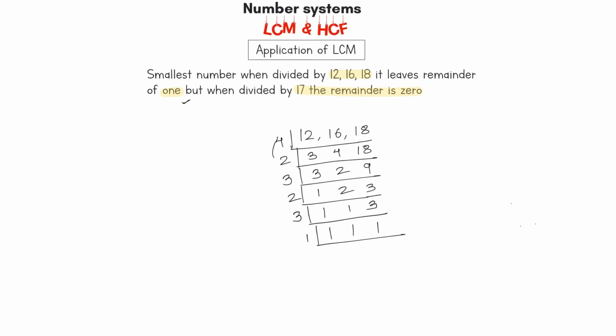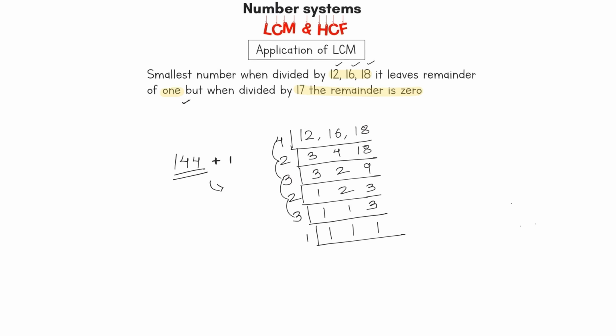4 into 2 is 8, 8 into 3 is 24, 24 into 2 is 48, 48 into 3 is 144. So that's my answer. But 144 is a number which is exactly divisible by 12, 16 and 18. I need a number which will give me a remainder of 1. So that will be 144 plus 1.